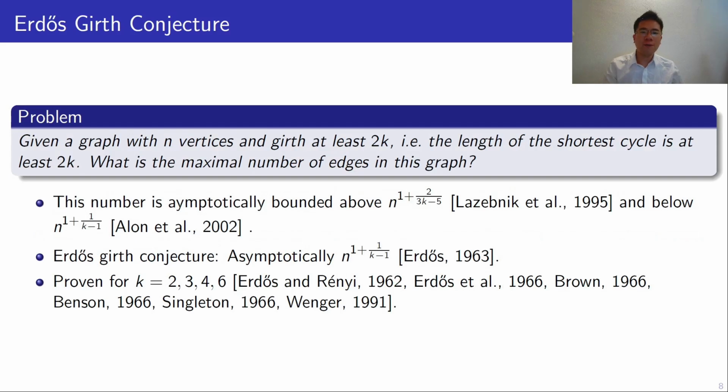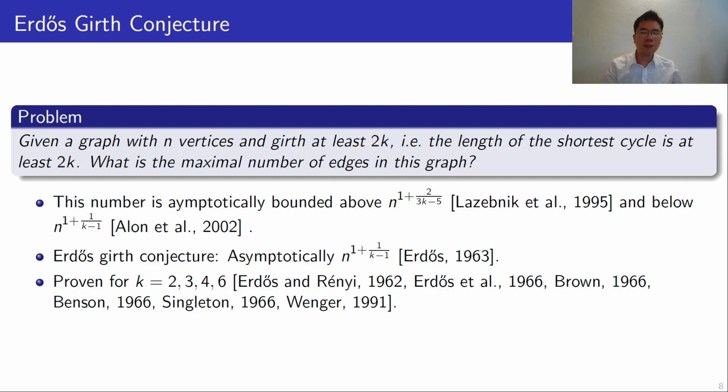Okay, before we dive into the analysis, I want to state the Erdős conjecture first. For that, we need to state a problem from extremal graph theory. Given a graph with n vertices and girth at least 2k, where the girth of the graph is just the length of the shortest cycle, so that means the length of the shortest cycle is at least 2k. What is the maximum number of edges in this graph?